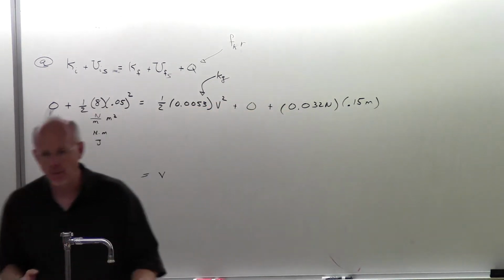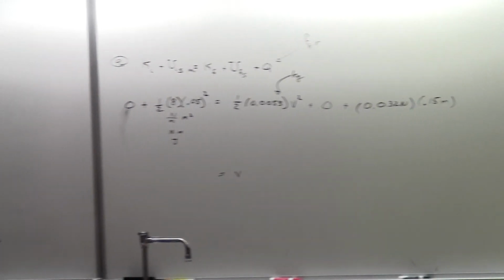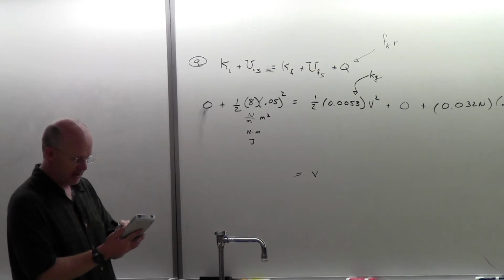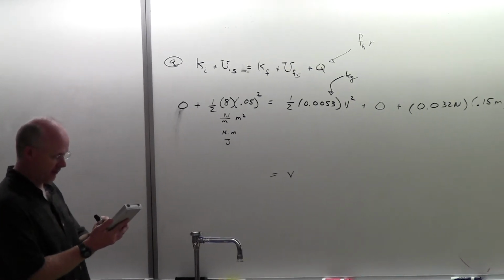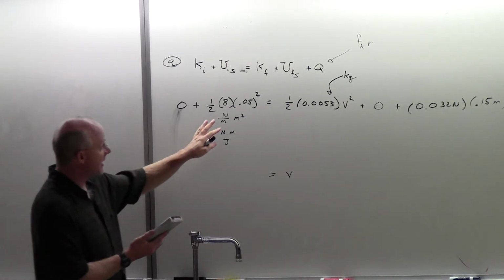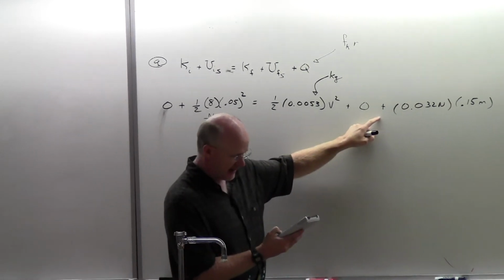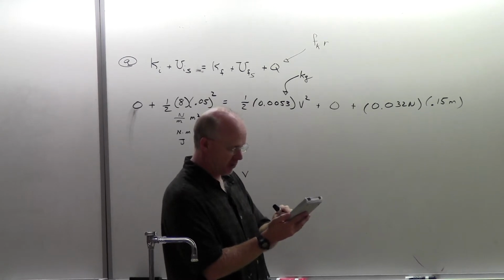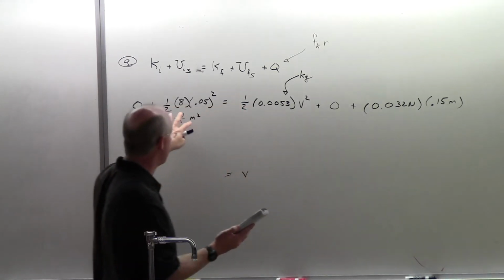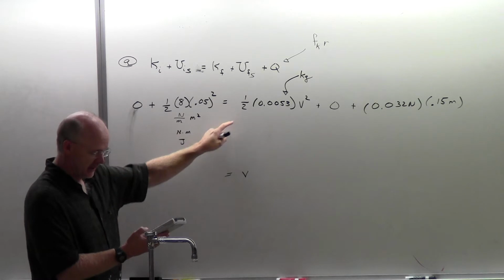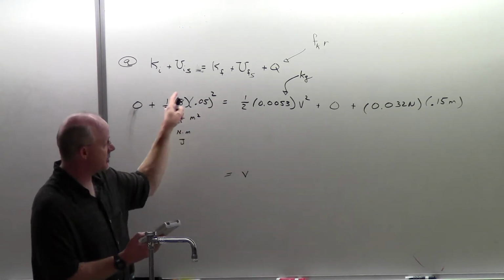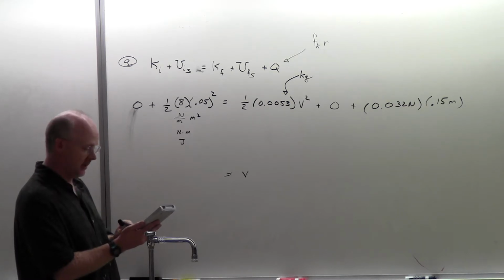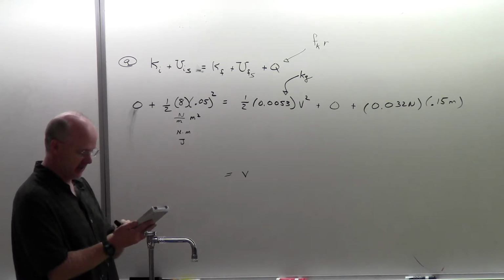And then that's the main part of the problem, other than the fact that now we've got some calculator work to do here. I can start on this side by saying 1/2 times 8 times 0.05 squared. So that's my first term. From that I can subtract off 0.032 times 0.15. So that's subtracting off that term. Then multiplying it by 2, then dividing it by 0.0053, then getting an answer and taking the square root.